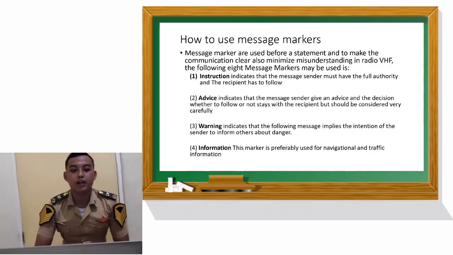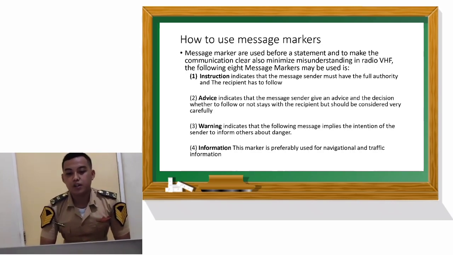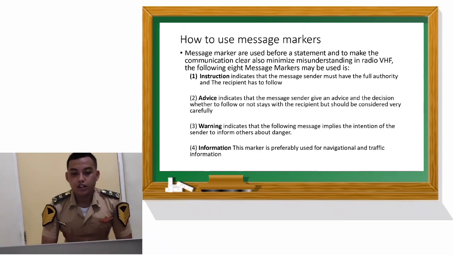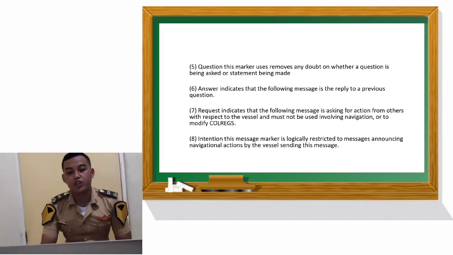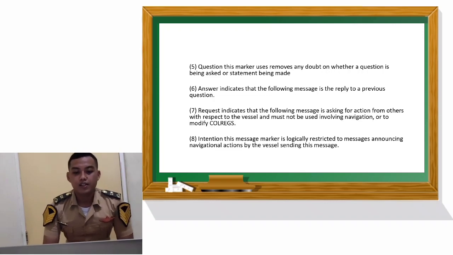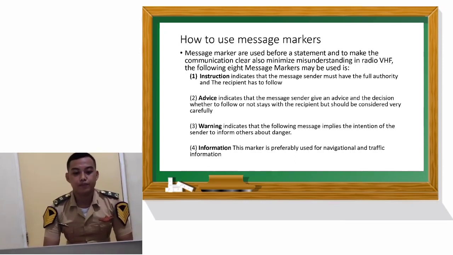Let's go into message markers. Message markers in SMCP are eight, like this: 1. Instruction. 2. Advice. 3. Warning. 4. Information. 5. Question. 6. Answer. 7. Request. And 8. Intention. Instruction indicates that the following message implies the intention of the sender to influence others by a regulation. For example, instruction: do not cross the fairway.